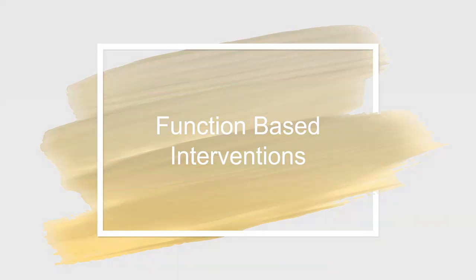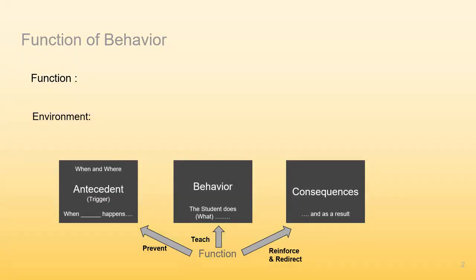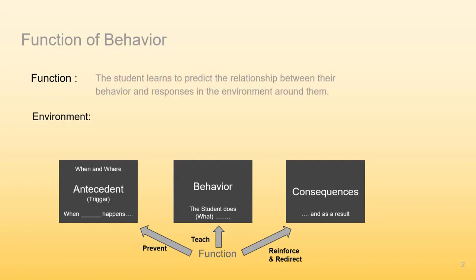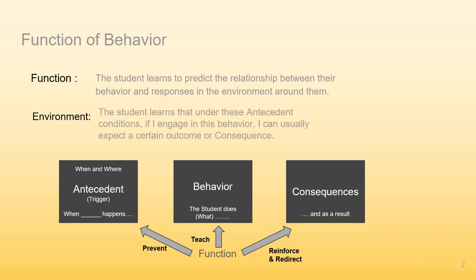Welcome to function-based interventions. Function is what connects the antecedent, behavior, and consequence. It is what the student has learned about the relationship between their behavior and the environment. The student learns that under these antecedent conditions, if I engage in this behavior, I can expect this consequence.